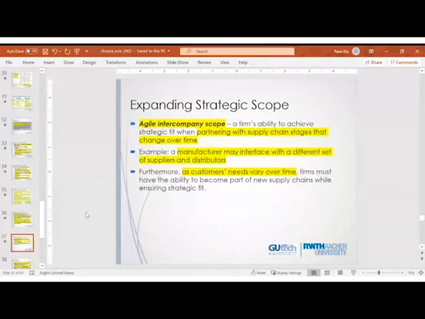I think this is kind of agile intercompany scope. Why should the supply chain be agile? Because usually in a supply chain, we are dealing with different stages, and these different stages are changing over time. So let's assume that you have a manufacturing site. At one level, you are dealing with suppliers, at the other level, you are dealing with some retailers, and there are some distributors and third-party logistics companies in between.